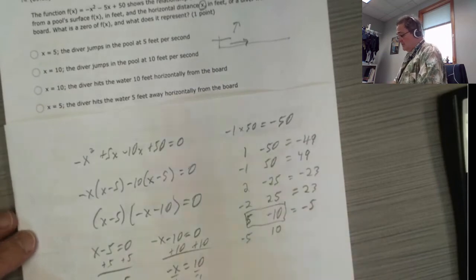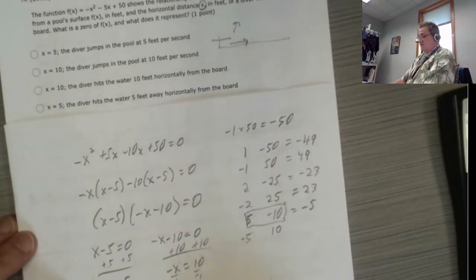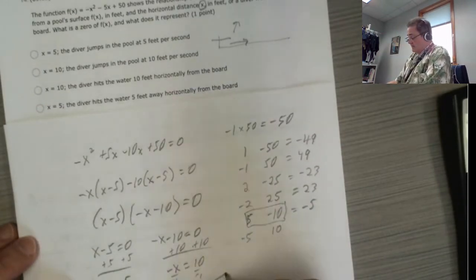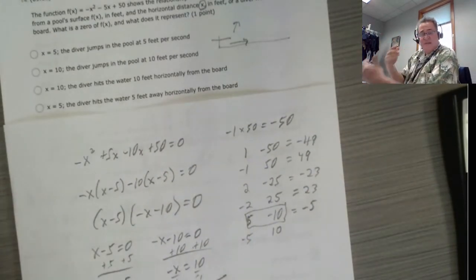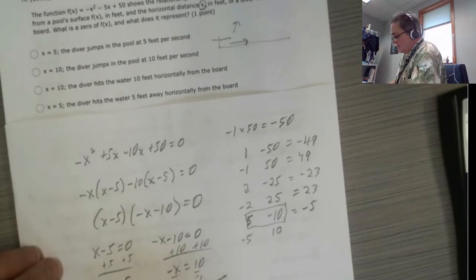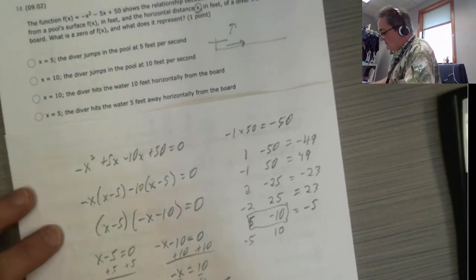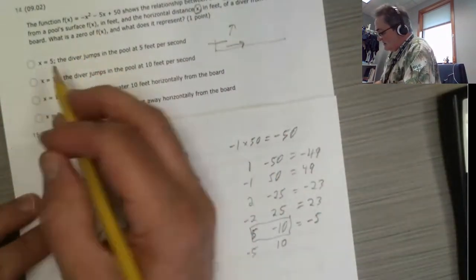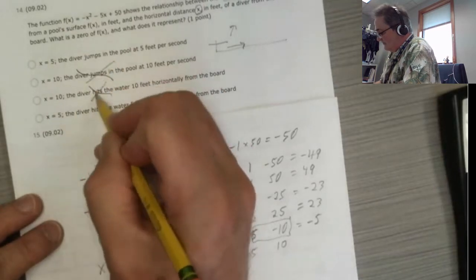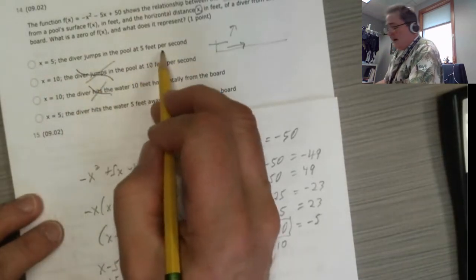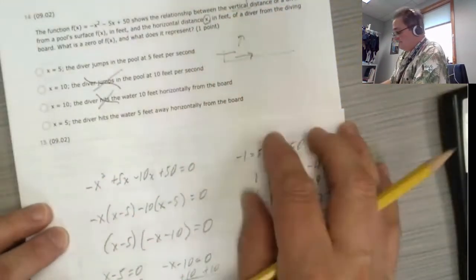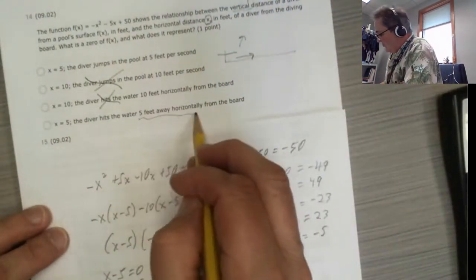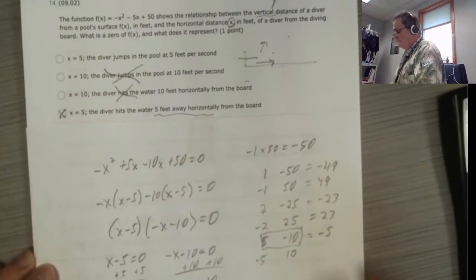So there's two solutions. One's at 5 feet away from the diving board. One's at -10. We discard the negative because the negative solution doesn't make sense because we're measuring distance. So x equals 5 is our solution. So this says, can't be this one or this one. The diver jumps in the pool at 5 feet per second. We don't have time in this at all. 5 feet away horizontally. Perfect.